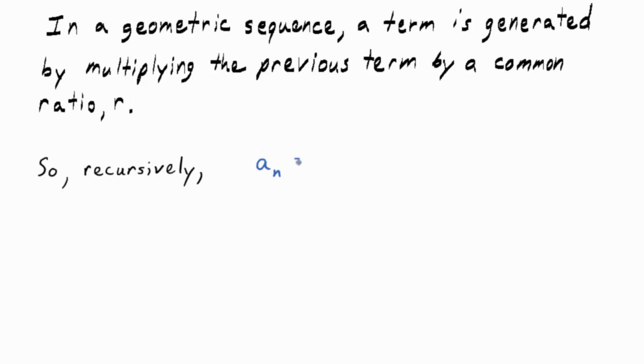if R is your common ratio, what are we going to do to the n minus first term? Remember what the notation means. A subscript n minus 1, in English, is the term or number in the sequence that comes directly before an. So what do we do to a(n-1) to get an? We multiply by that common ratio R. So that's your recursive formula.